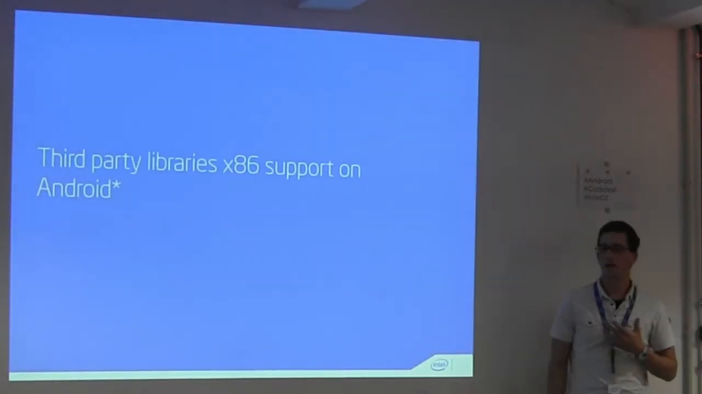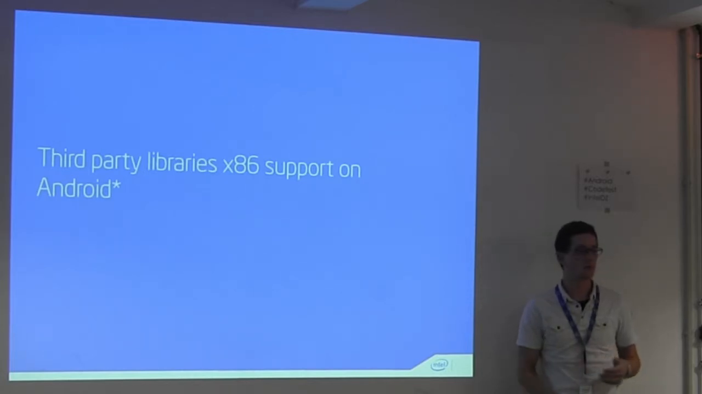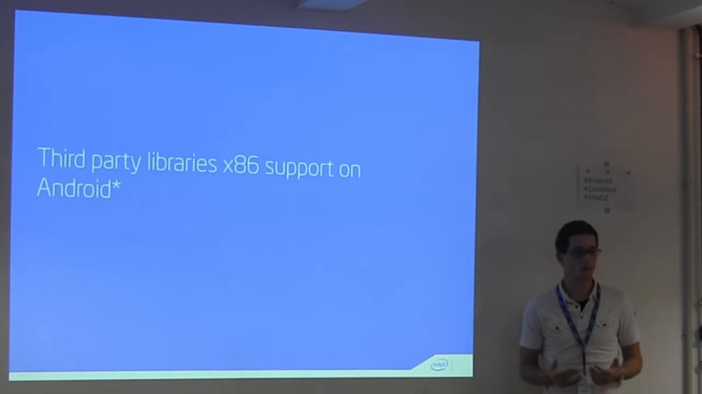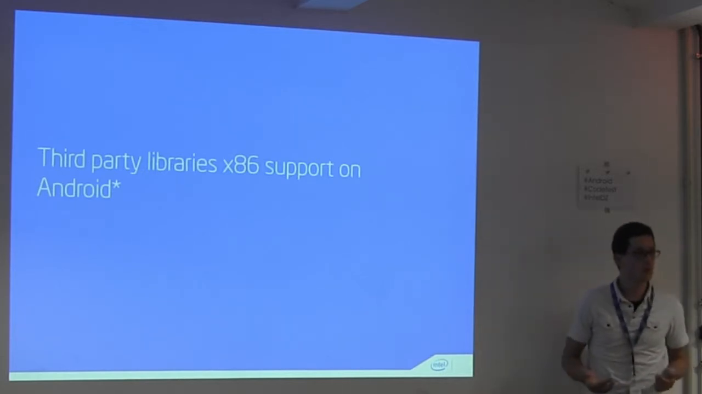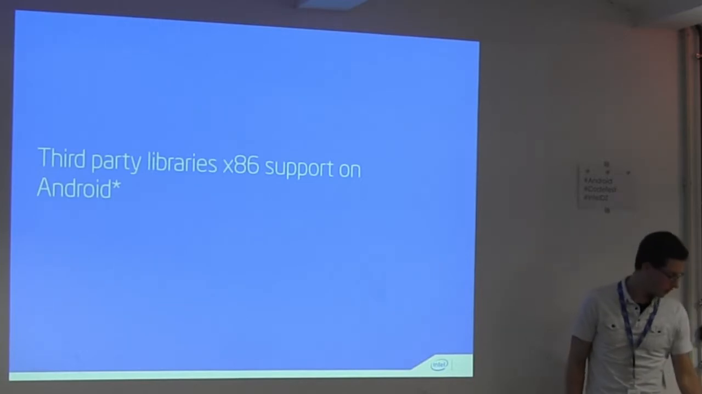But putting the x86 ABI inside your application, your native code, and recompiling it, that's really simple if your whole source code and all your libraries belong to you and you know them. But sometimes, most of the time, you're also using third-party libraries or game engines you don't control yourself.